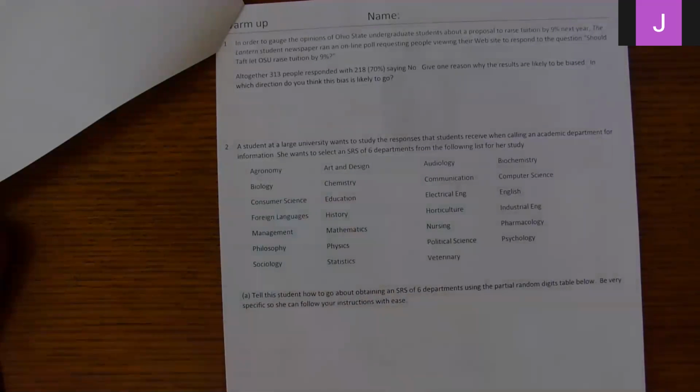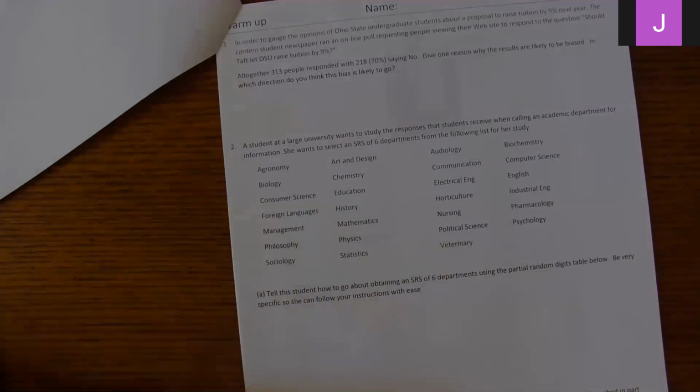Give one reason why the results are likely biased. In which direction do you think the bias is likely to go? Why do you think, what makes you think this is biased? Yeah, the students are broke. What student wants to vote for more tuition, right? Would any of you vote yes? Right? Maybe we need to ask some other people.